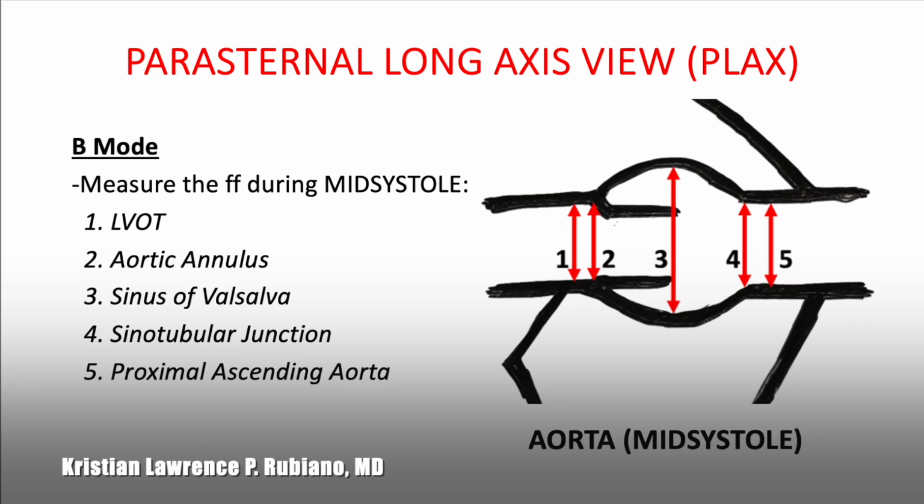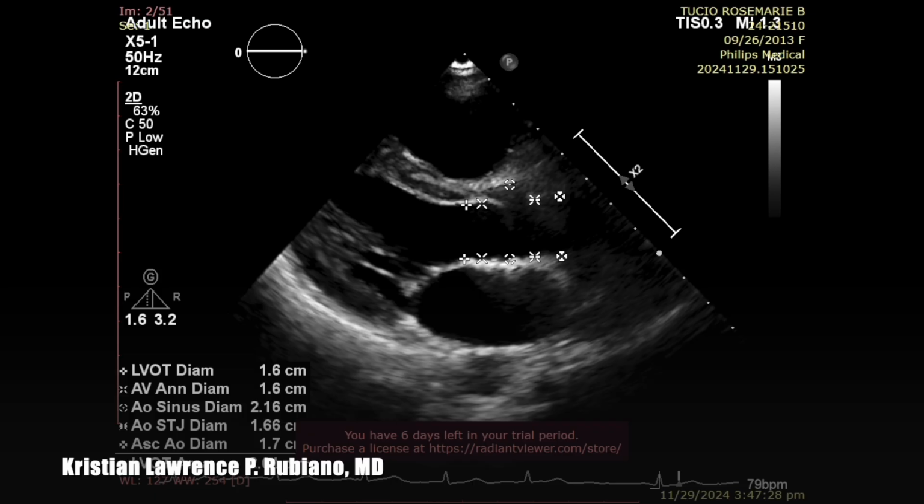Next is to get the measurement for the sinus of Valsalva. The measurement is taken at the maximal diameter of the sinus of Valsalva, which is typically the area including the bulge before it transitions to the ascending aorta. This is the spot where the aortic wall begins to taper from the enlarged sinuses down to the straighter portion of the ascending aorta. Next is the proximal ascending aorta. The ascending aorta typically appears as a tubular structure that rises from the aortic valve before it arches towards the aortic arch.